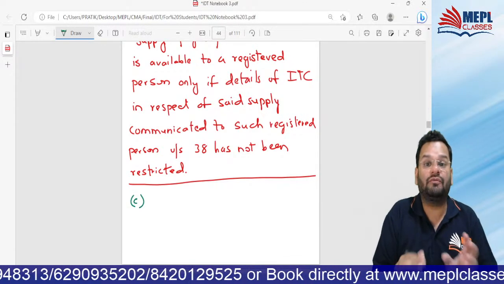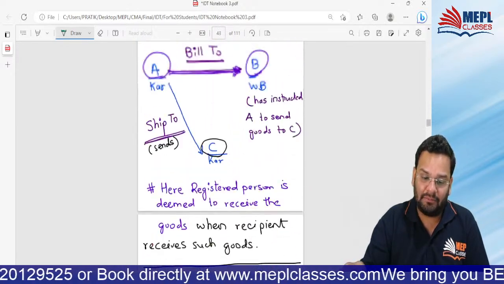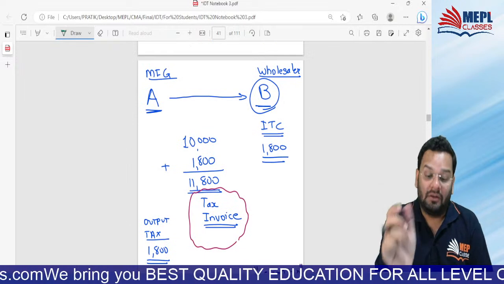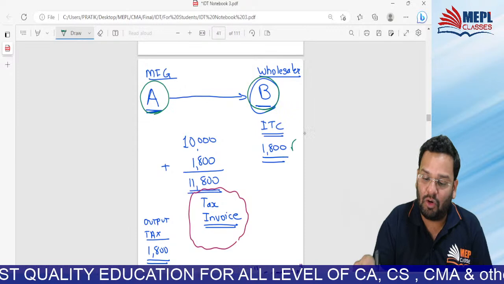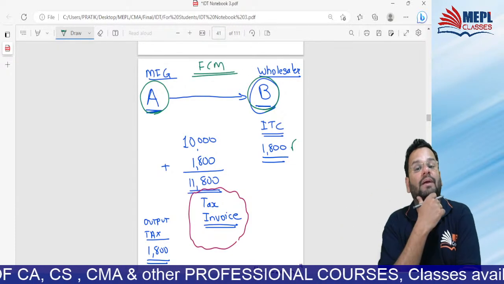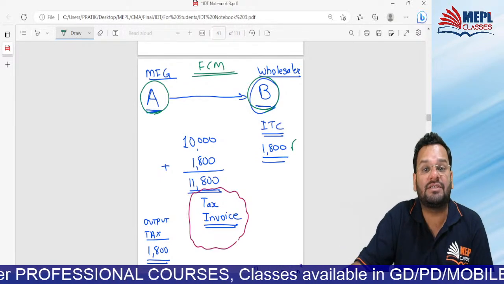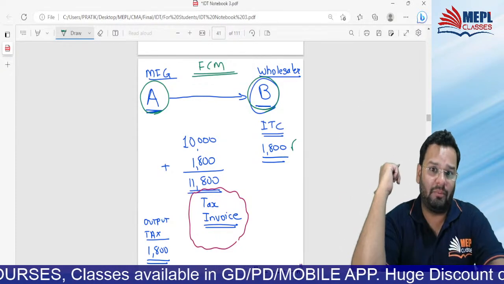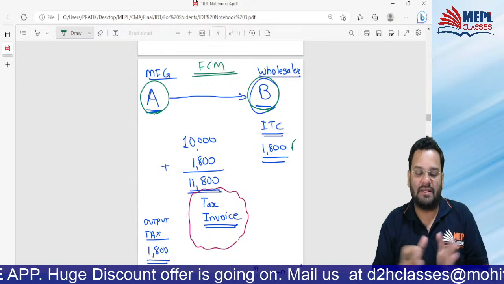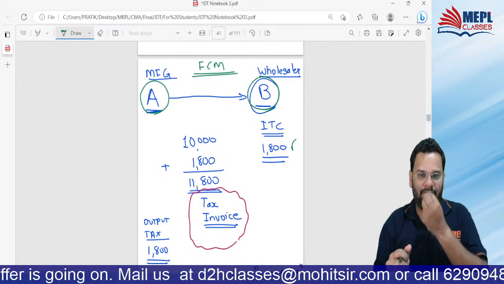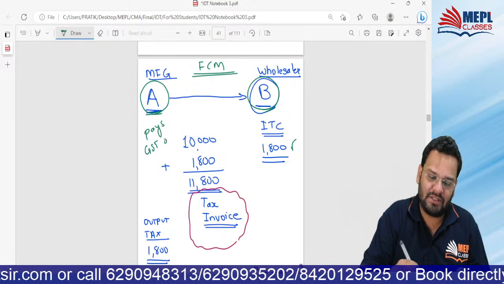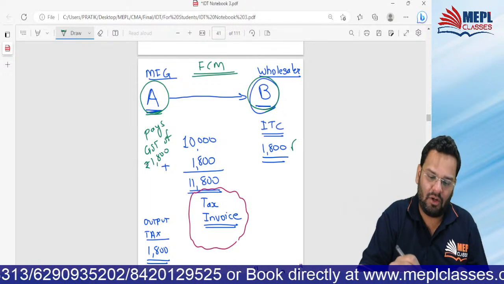Fifth is, going back, if I look at this transaction, tell me in this transaction, A has sold goods to B, B wants to claim ITC of 1800. Obviously, it is a forward charge mechanism. So, who is paying GST to government? Who goes to government and pays GST in this transaction, A or B? Of course, for this transaction, A pays GST of 1800 to government. Yes or no?